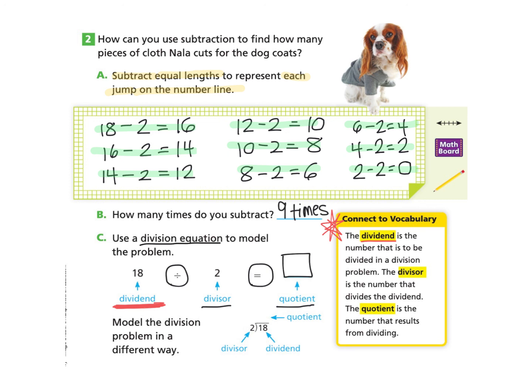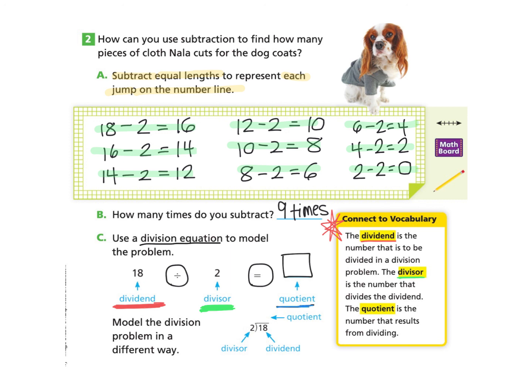Okay, let's take a look at the next word. The next word says divisor, and here it says the divisor is the number that divides the dividend. So the reason we have 2 here is because we knew that Nala was cutting 2 feet sections. So we have the total amount 18, which is the dividend, and then we're cutting or dividing by 2 feet. So this is why we put the 2 here.